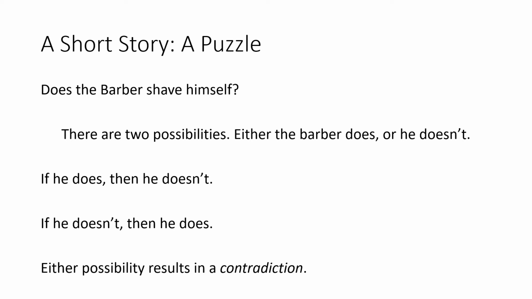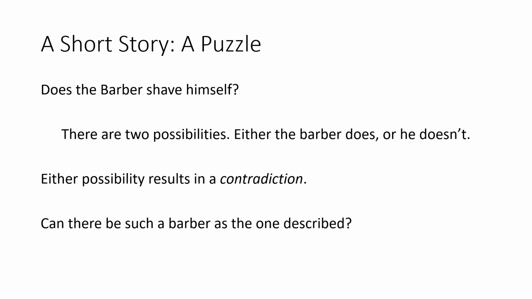So we have these statements of the form P and not P on the supposition that he does and that he doesn't. On the supposition that he does, here's our statement of the form P and not P: the barber shaves himself and the barber doesn't shave himself. On the supposition that he doesn't, our second supposition, the statement of the form P and not P is he both doesn't and does shave himself. So these are contradictions.